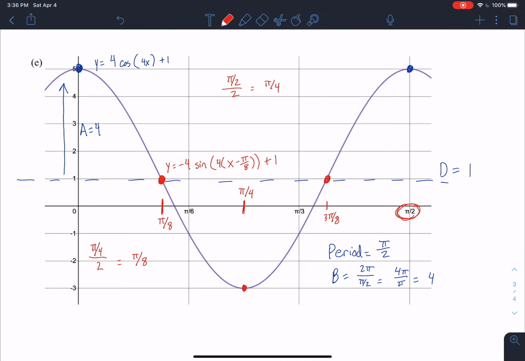So again, it's kind of working backwards. If you just pay attention to the specific points on the graph, then it's pretty easy to write the equation for each one. So if you have any questions, let me know. Thanks.